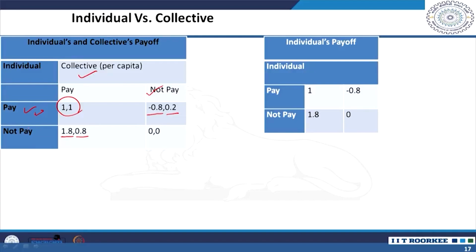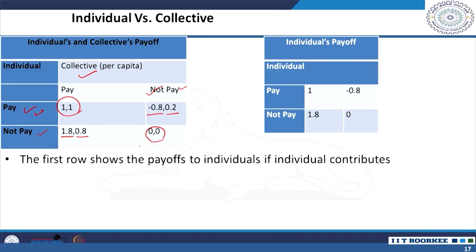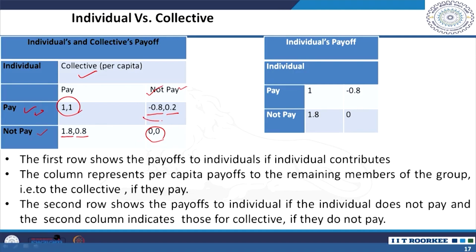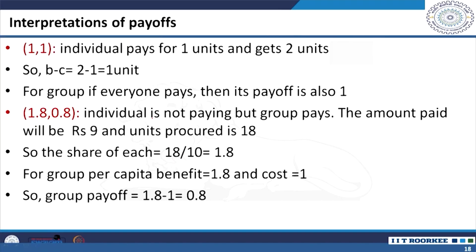And if the individual is not paying and the collective is not paying, then obviously there is no question of the provision of the collective good itself. So, now let us actually think about this minus 8 and minus 2. So, we are already done with this.